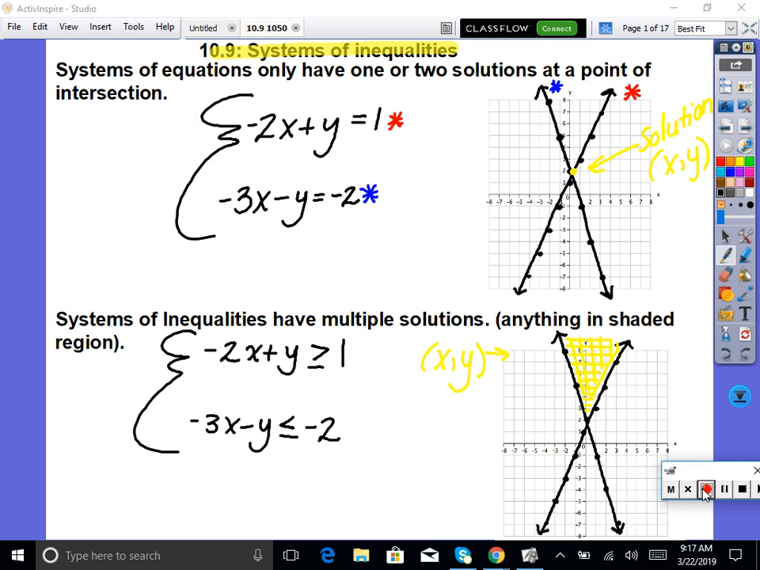All right, now the only difference is when we solve a system of inequalities, instead of an equal sign, now there's an inequality, there are multiple solutions. Anything that falls within the shaded region is a solution. So you'll see what I mean by that in just a second.